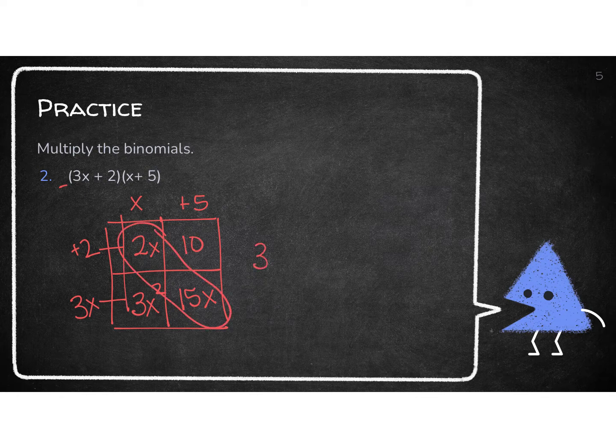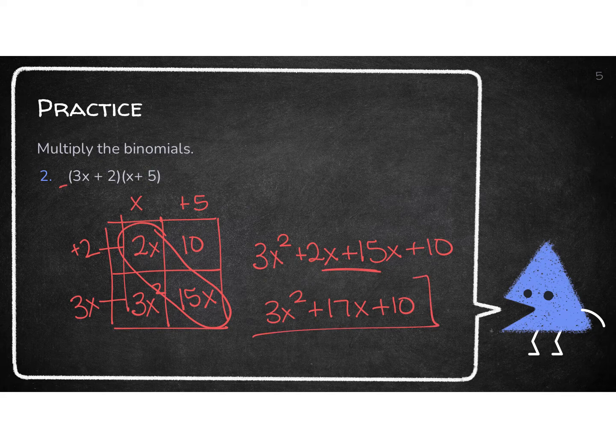So I have my 3x squared plus 2x plus 15x plus 10. We're going to combine our like terms. So 3x squared plus 17x plus 10. Neither of those are like terms, so that's my final answer, and I'm good to go.